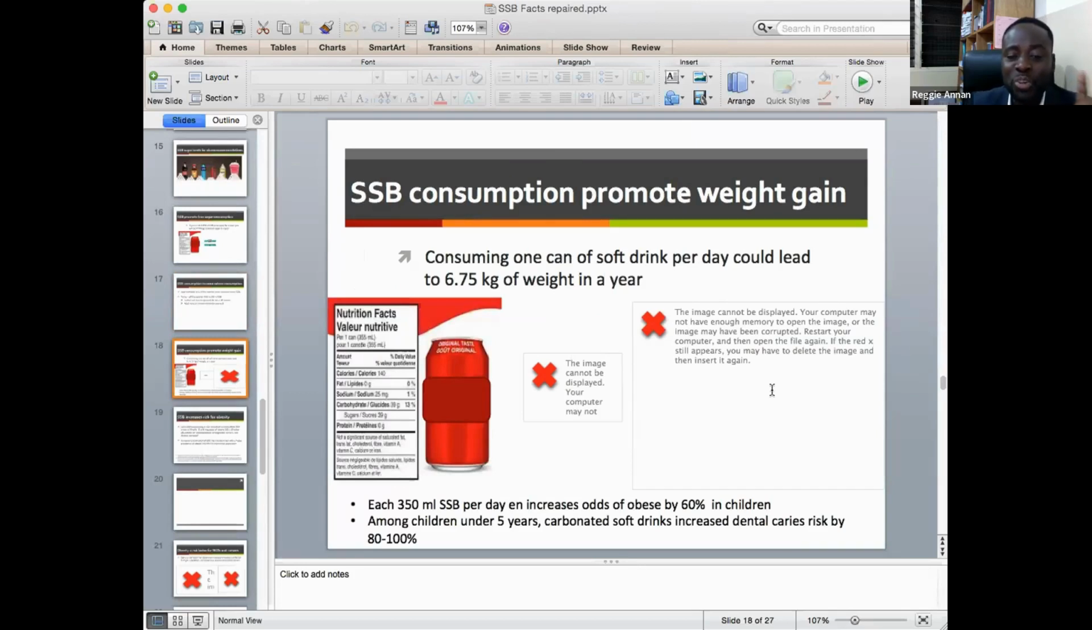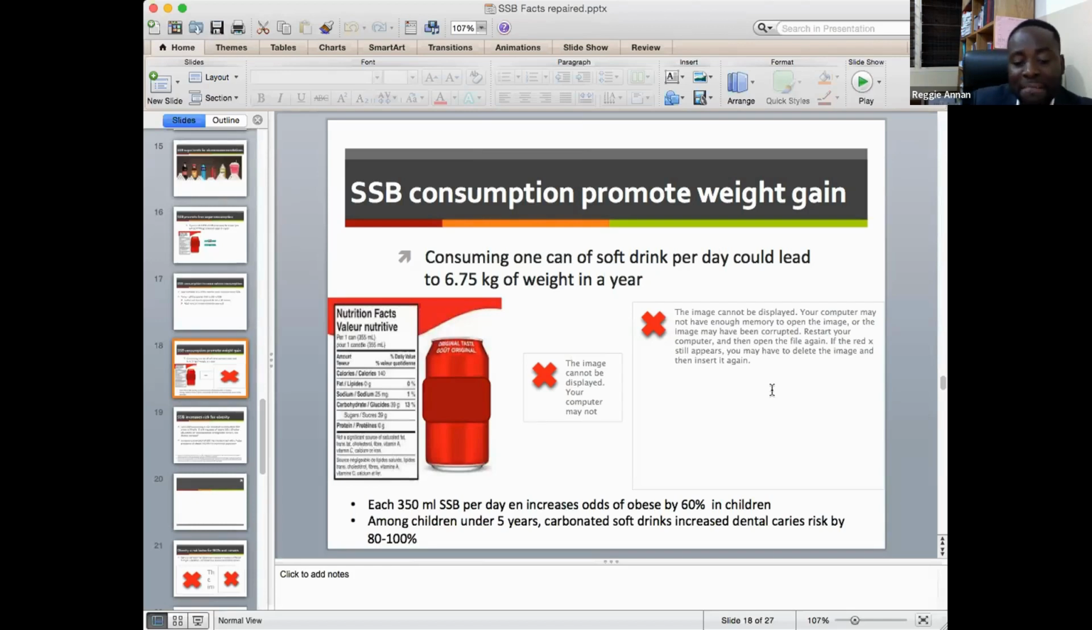And the fact shows that consuming one can of soft drink per day could lead to 6.75 kilograms of weight in a year. 6.75 kilograms of weight in a year means that for somebody who does that yearly, in the next 10 years, the person can easily double their weight. In the 5 years to come, the person can almost add one half to their weight. And so that is a very important fact that people must be aware about.